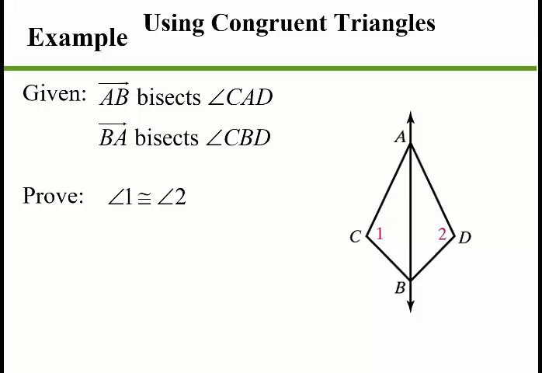So talking about using congruent triangles. We're given that line AB bisects angle CAD. What that means is this angle is then congruent to this angle. And BA bisects angle CBD, which means that this angle here and this angle here are congruent. So what I want to do then is prove that angle 1 is congruent to angle 2. The way I'm going to tackle this is I'm going to show that this triangle is congruent to this triangle, and that thus these are corresponding parts of congruent triangles, and they must be congruent.